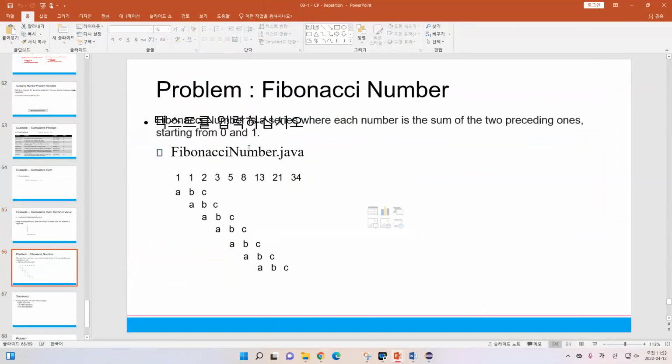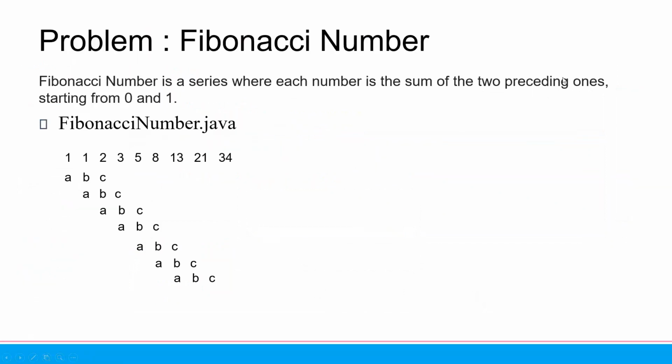Okay, next. I would like to have a kind of new problem. So we call this problem the Fibonacci number. A Fibonacci number is a series where each number is the sum of the two preceding ones, starting from 0 and 1. So what does it mean?